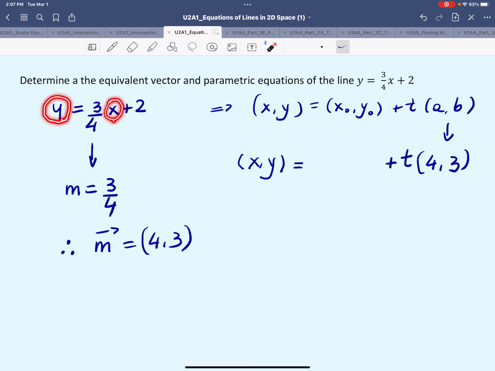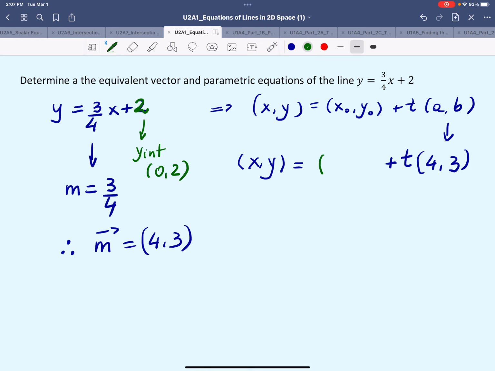And you can find them simply by giving x any value and calculating the corresponding value of y. But there is one point that is ready to use in this equation, and that would be the y-intercept. So the y-intercept is 2. And the y-intercept is a point just like any point on the line. The coordinates of it are (0, 2).